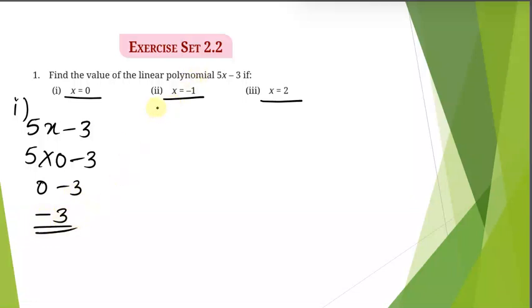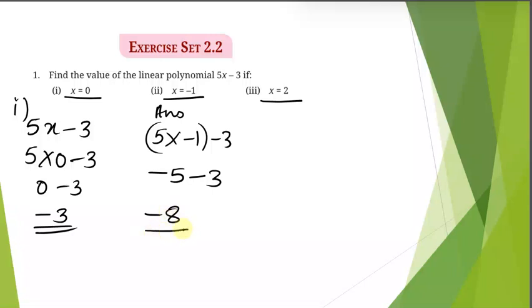Very easy question. For the second one, you have to substitute x equal to minus 1. So it will be 5 into minus 1 minus 3, so minus 5 minus 3. You will get minus 8. For the third, you have to substitute x equal to 2, so 5 into 2 minus 3, that is 10 minus 3. You will get 7. So what you have to do here is just substitute the value of x into the expression.